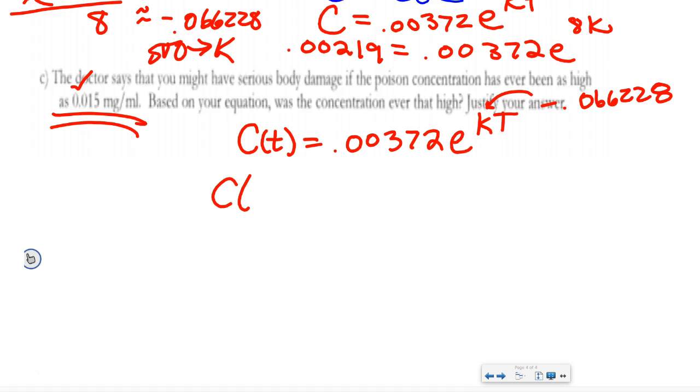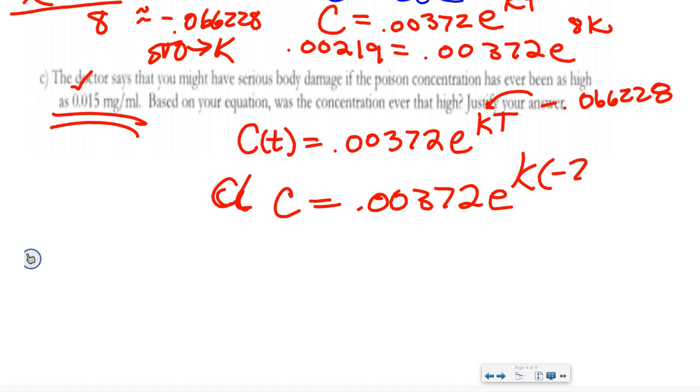So my concentration 20 hours ago, or my C, is going to be 0.00372 e to the stored k, and I'm going to send this back 20 hours to when I first was stupid enough to inhale those fumes. And if that's over 0.015, I need to worry. If it's close, I might have a headache for a while. If it's well under, no worries. It's looking like I've got 0.013989 on my calculator.